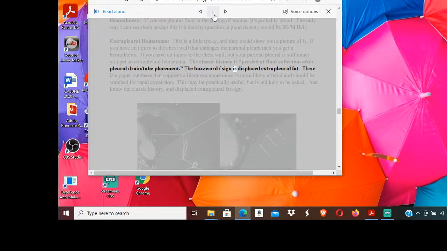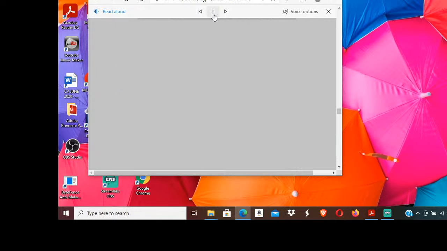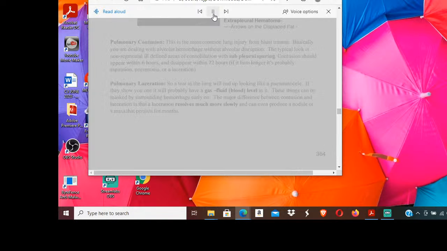The buzzword is the displaced extrapleural fat sign. There is a paper out there that suggests a biconvex appearance is more likely arterial and should be watched for rapid expansion. This may be practically useful, but is unlikely to be asked. Just know the classic history, and displaced extrapleural fat sign. Extrapleural hematoma, arrows on the displaced fat.